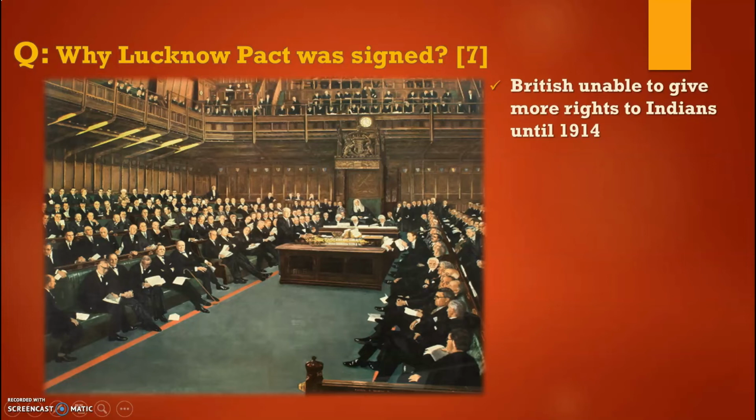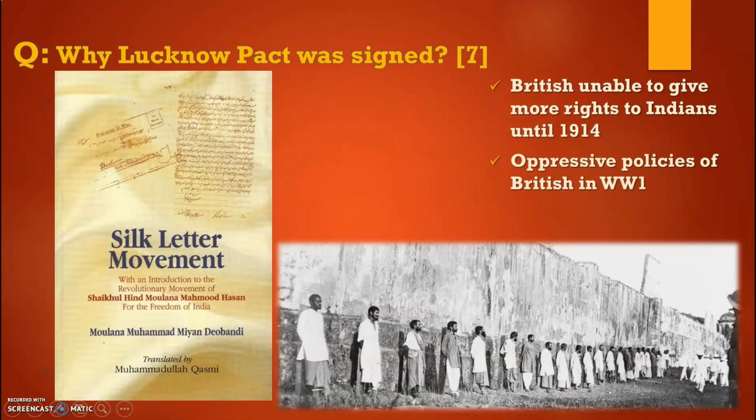इसके अलावा another reason which brought these two political parties closer to each other was the oppressive policies of British in World War I. As you could see that there is a picture, actually two pictures which has been given over here, जिनमें से एक silk letter movement है. As you know that के एक 4-mark question है जो हमें आता है एग्जाम में, that is the silk letter conspiracy which has been started by the Deobandi sectarian group of the Sunni sect.